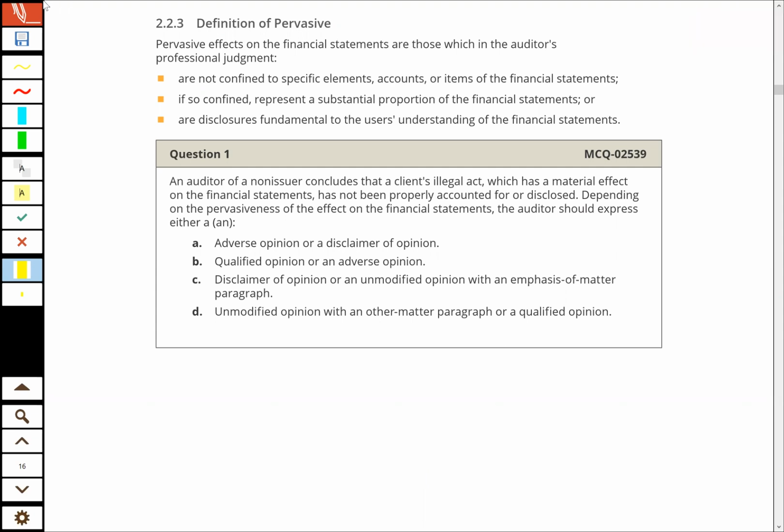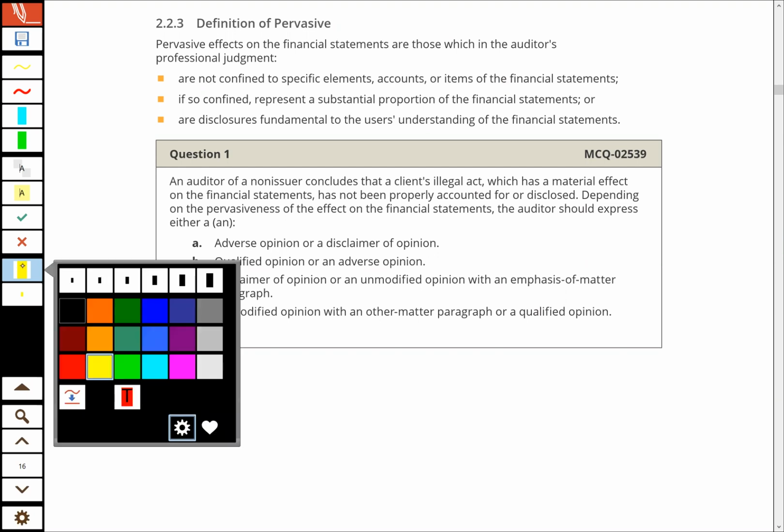Okay, guys, I'm going to go ahead and end the polling and take a look at this one now. Most of us got it right. The answer here is B. So 80% or so of us got it right. But let's take a look at the way this question worked. An auditor of a non-issuer concludes that a client's illegal act has a material effect on the financial statements. Okay, now it's material.